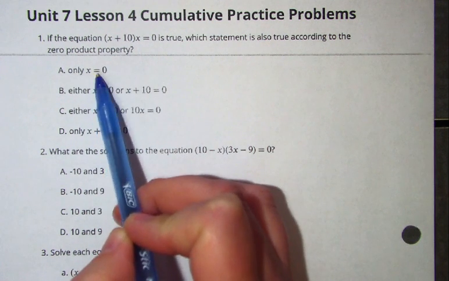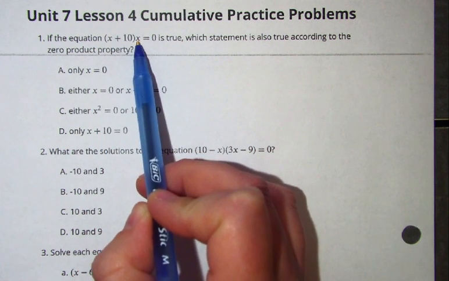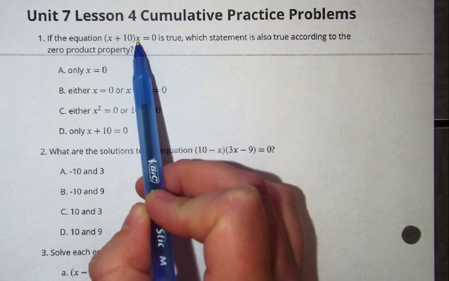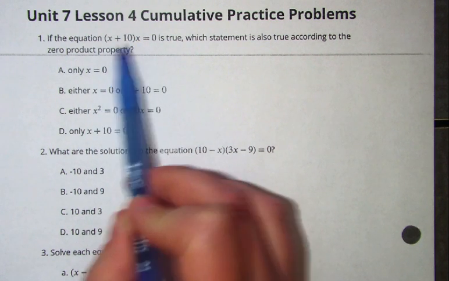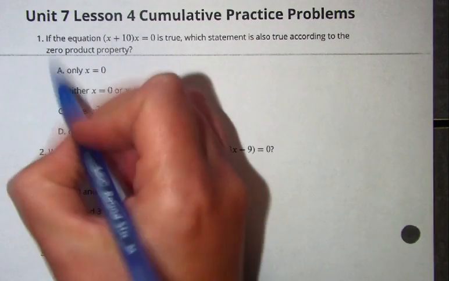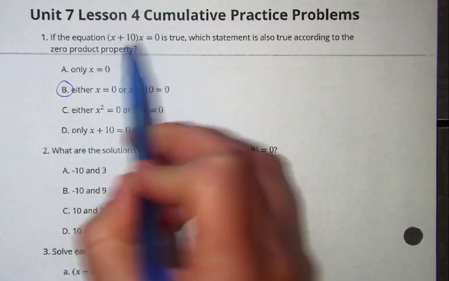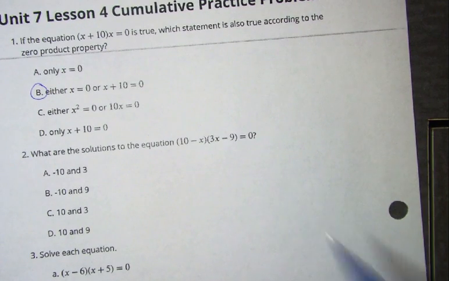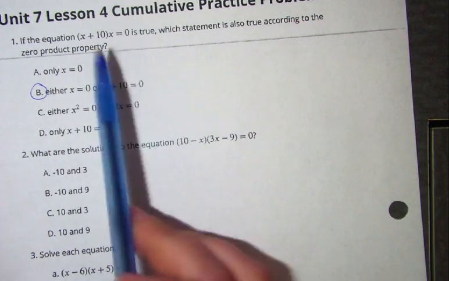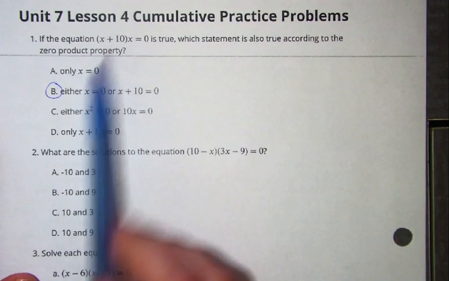Part A says only x equals 0, so that would make this part equal 0. Part B says either x equals 0 or x plus 10 has to equal 0. That is the true one, because it could be either of these. It doesn't have to be both, and it just has to be one or the other. So number 1 would be letter B.